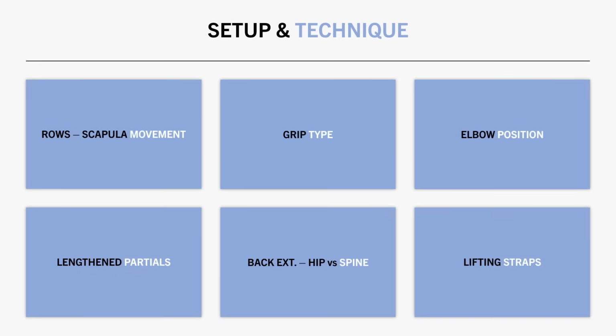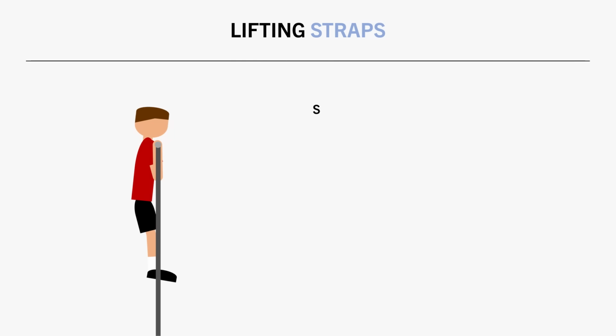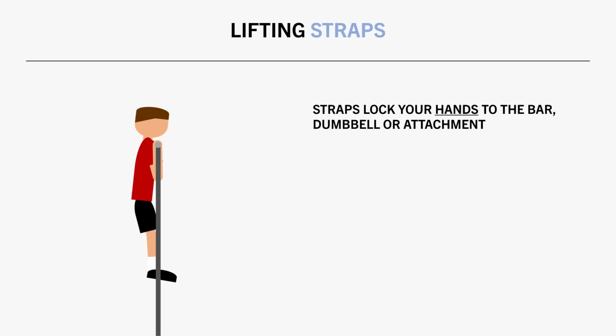And the last setup consideration can apply to any rows or vertical pulling exercises, and that is the use of lifting straps. Straps are a simple way to essentially lock your hands to the bar, dumbbell, or attachment, increasing your grip strength. The reason straps can be useful for many back exercises is because your grip strength is what attaches your arms to the piece of equipment.